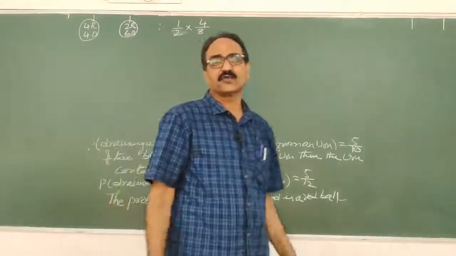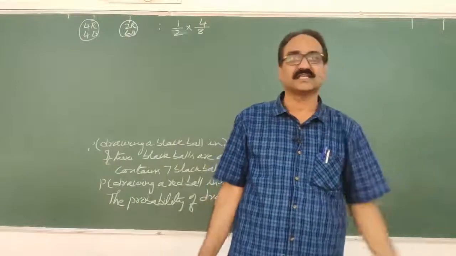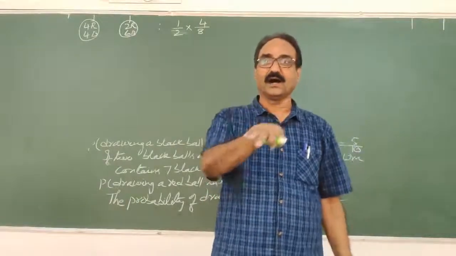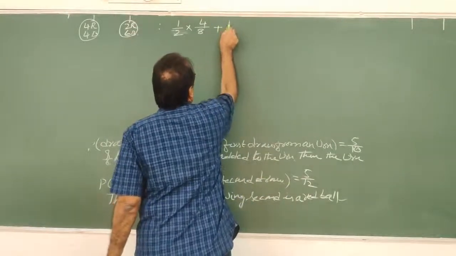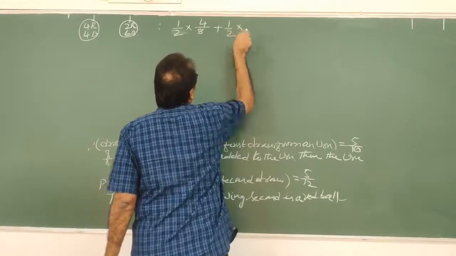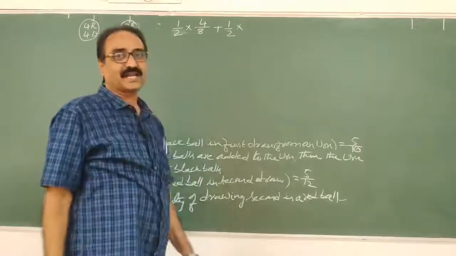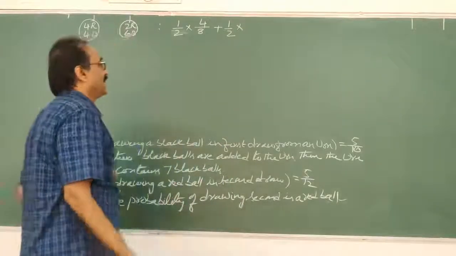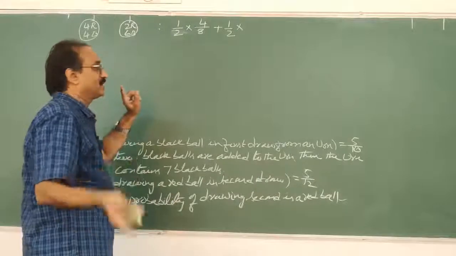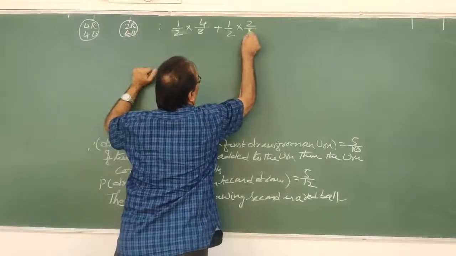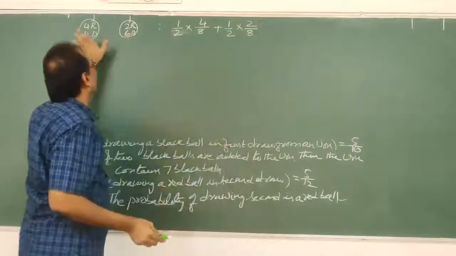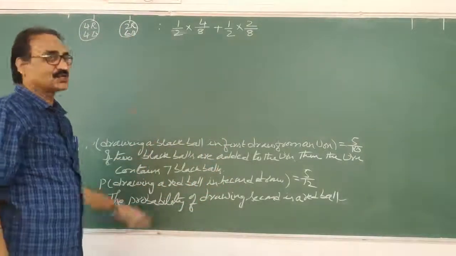Now you may ask, why have you selected the first bag? The same chance is there for the second bag also. Or means what? Plus. The probability of selecting the second bag is also 1 by 2. Again you want a red ball only, no? How many red balls are there? 2. So 2C1 by the number of balls, here also 8, 6 plus 2 is 8, 4 plus 4 is 8. That's all.